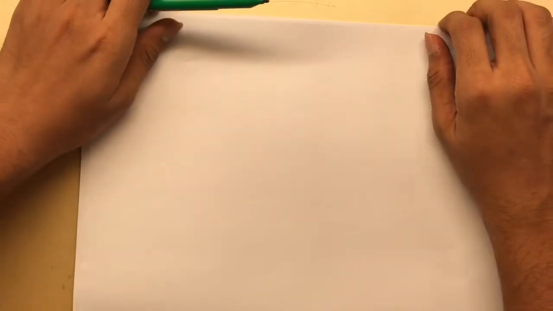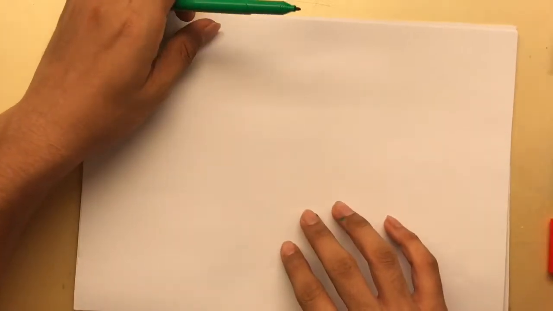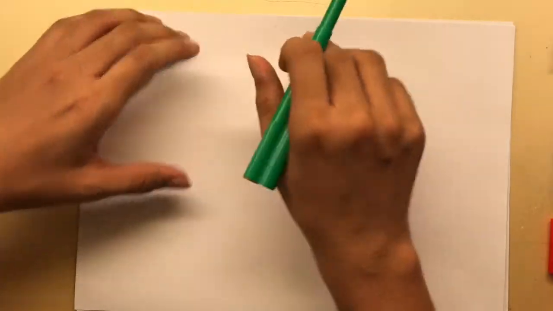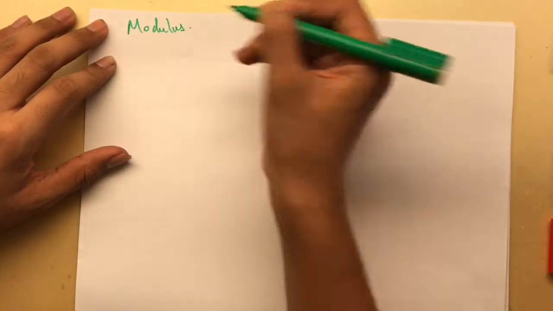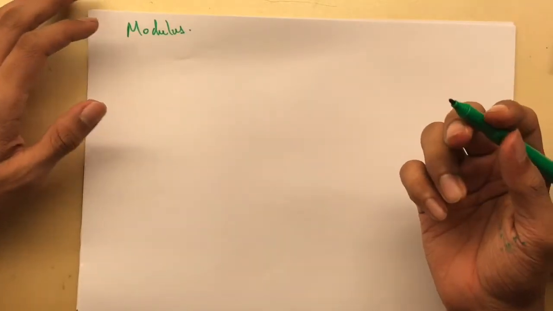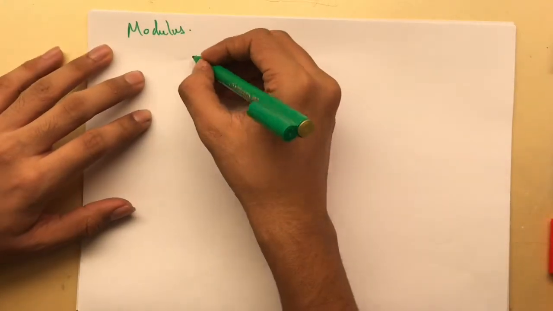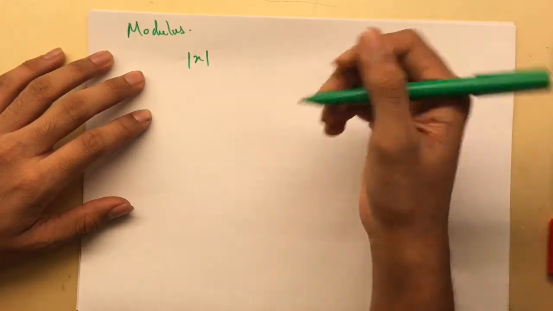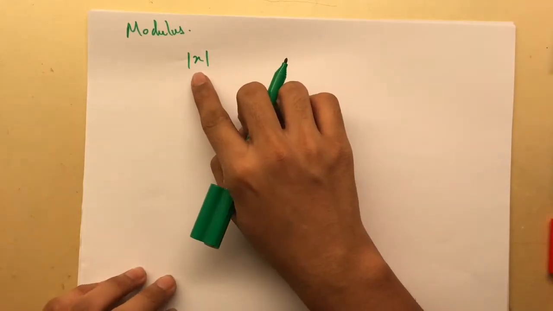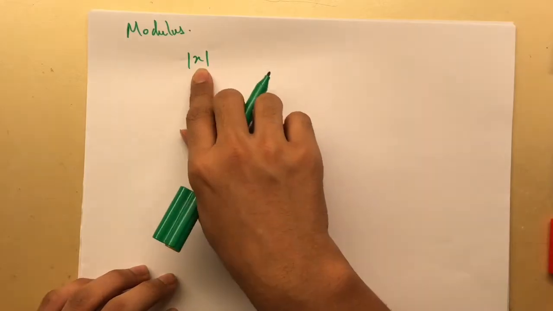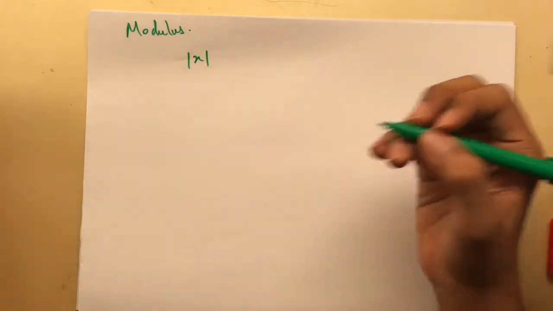The next topic for the higher level syllabus in this is modulus. Now, everybody knows what modulus means. It's also finding the magnitude of something, and it's usually signified by two lines. And this basically means that we find the magnitude of whatever's inside x. That's the real meaning of modulus.